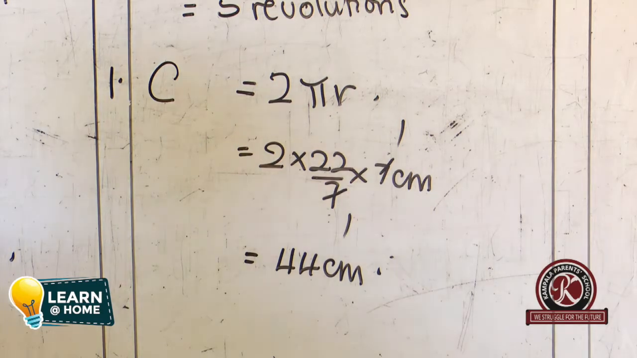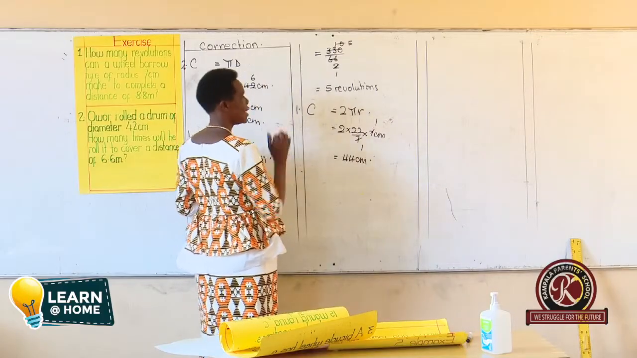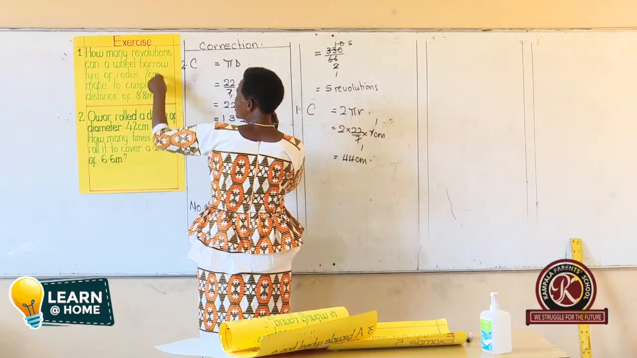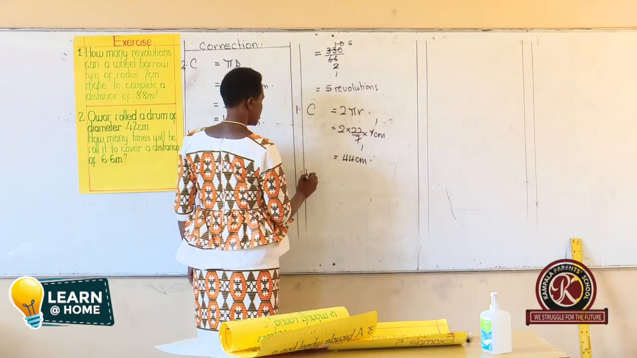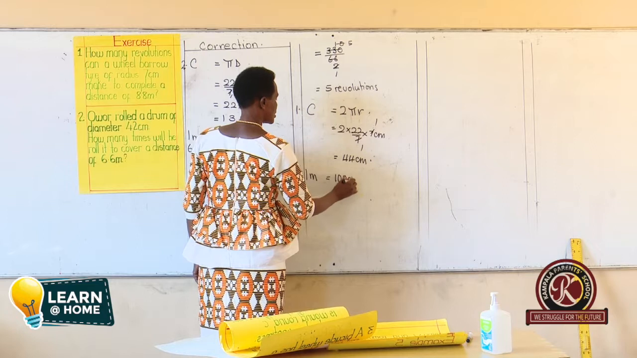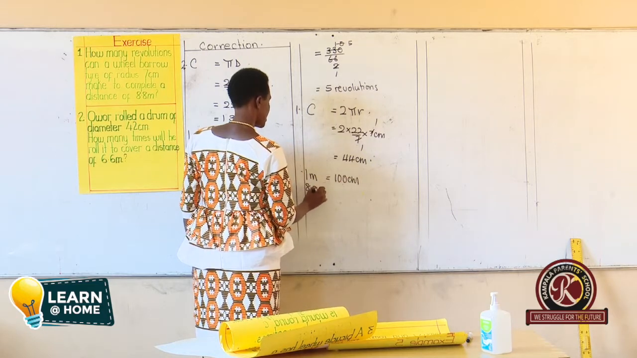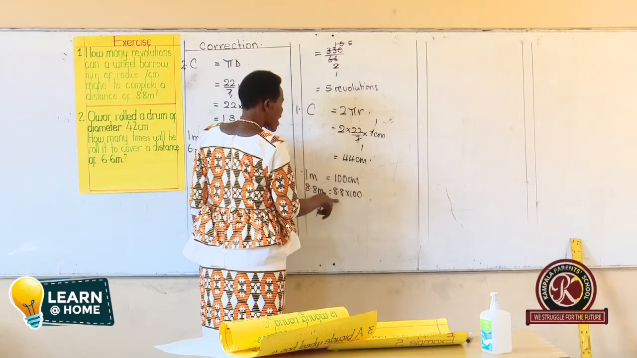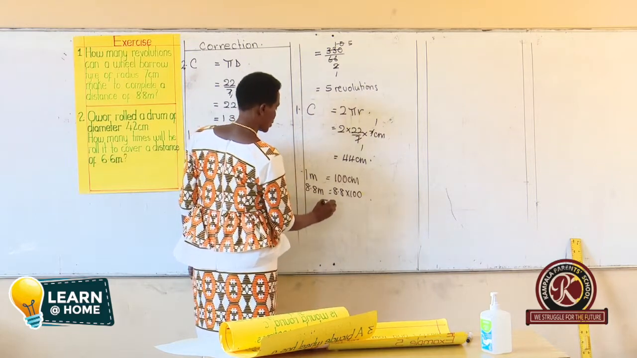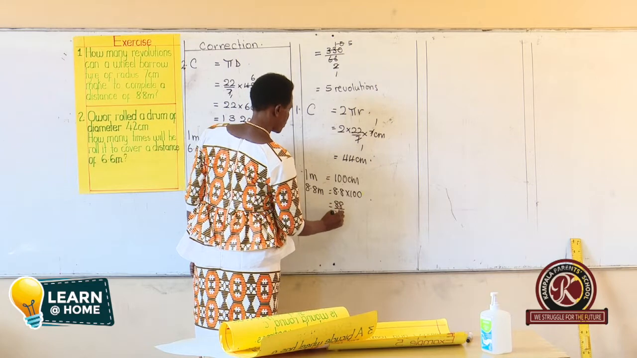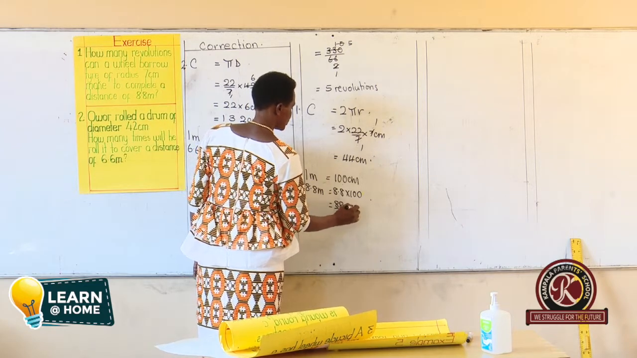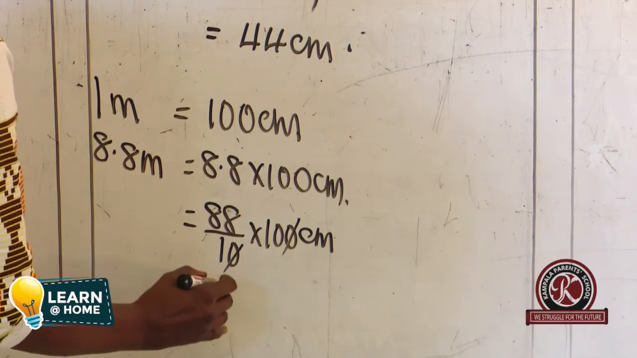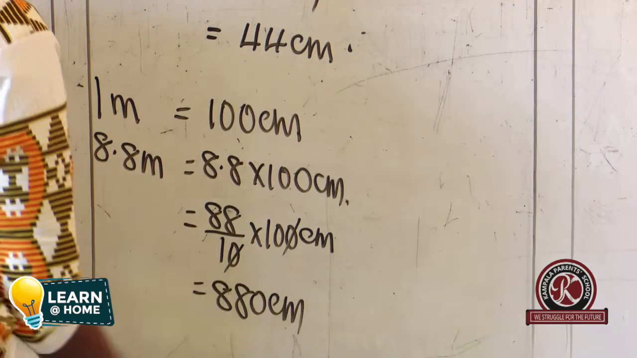Then the next thing we go to is changing the units. I would write it there, change the units. We are having meters and we are having centimeters. These are 2 different units. So what do we say? 1 meter equals 100 centimeters. 8.8 meters will give us 8.8 times 100. Write this 8.8 as a fraction. So it's giving us 88 out of 10 times 100 centimeters. Cancel this with that. This is giving us 880 centimeters.